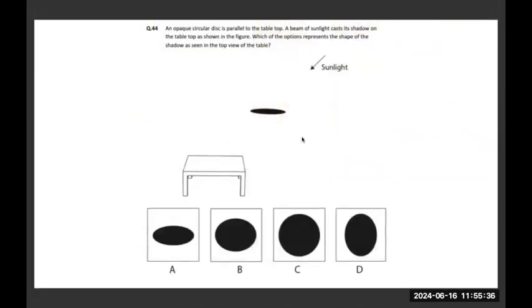An opaque circular disc is kept parallel to the tabletop. A beam of sunlight casts a shadow on the tabletop as shown in the figure. Which of the options represents the shape of the shadow as seen on the top view of the table? We have to find what kind of shadow will be seen on this tabletop surface. It is given to us that this shape is parallel to the tabletop surface. Also, the angle of the sunlight, if you look at the angle, is almost 45 degrees.